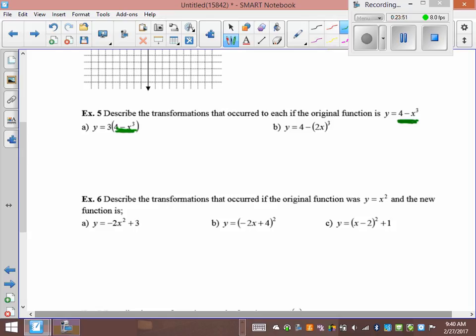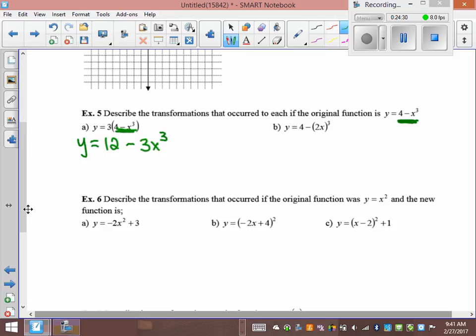So I can distribute the 3 in if I want to the whole thing and then state whatever's happened. So if I distribute the 3 in, you'd have to watch what happens. You have to change it. So we'd get y equals 12 minus 3x cubed. Would we distribute it in, though? Would we? Could we? Should we? What would we do? Do we have to distribute that 3 in? Does it affect the 4?